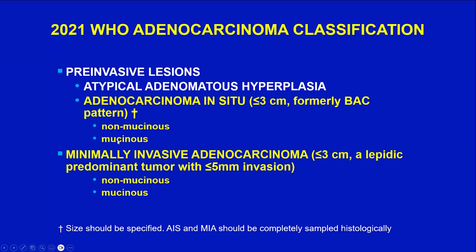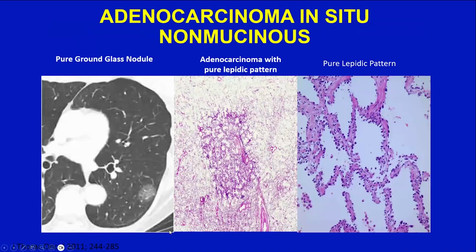Most of these are non-mucinous. Rarely you get mucinous tumors. So for AIS, the tumor should be purely lipidic without an invasive component. For minimally invasive adenocarcinoma, the tumor should be lipidic predominant with 5 millimeters or less of invasion. And in order to diagnose these, the entire lesion needs to be sampled. You can't diagnose these on a core biopsy, only on a completely sampled resection specimen.